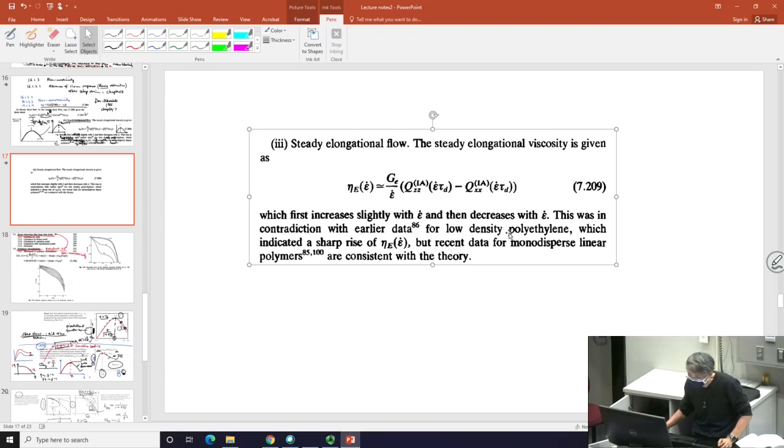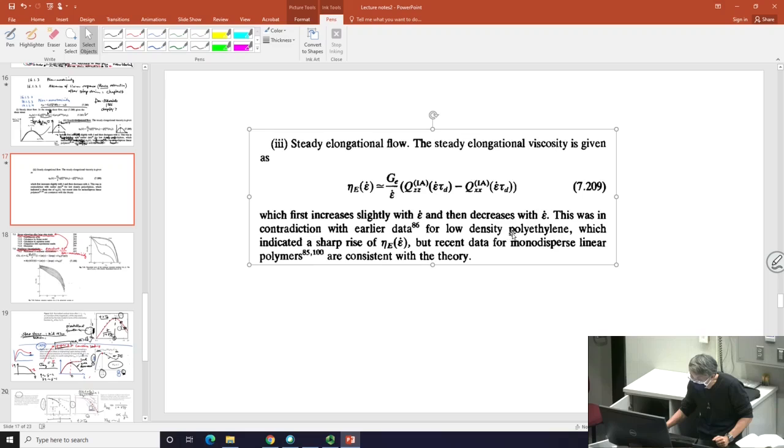And then it's quite amusing to see what he says. This formula, which they can calculate, was in contradiction with earlier data on linear low density polyethylene. Low density polyethylene, that's the long chain branched one. That's the one that resists yielding, that has a hard time going to flow state. And lo and behold, you have trouble, because how do you compare? What is your steady state value?